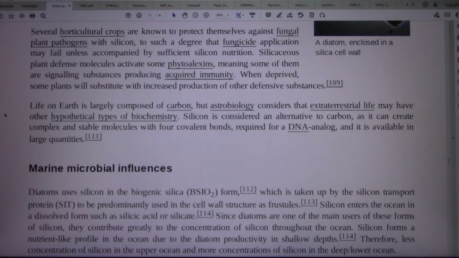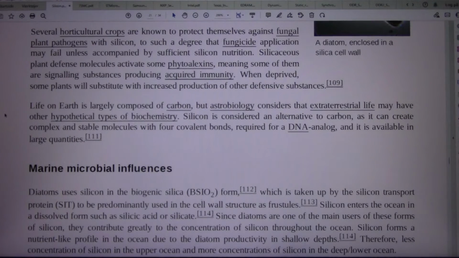Life on Earth is largely composed of carbon, but astrobiology considers that extraterrestrial life may have other hypothetical types of biochemistry. Silicon is considered an alternative to carbon, as it can create complex and stable molecules with four covalent bonds, required for a DNA analog, and it is available in large quantities.